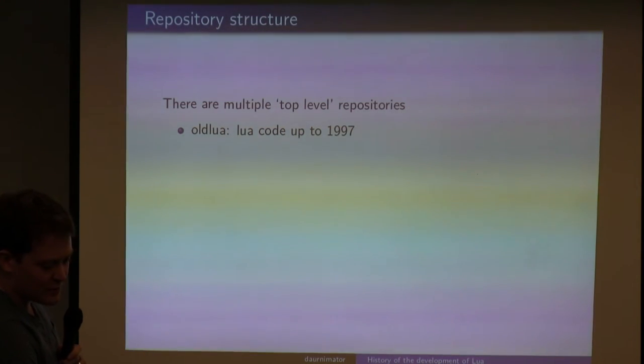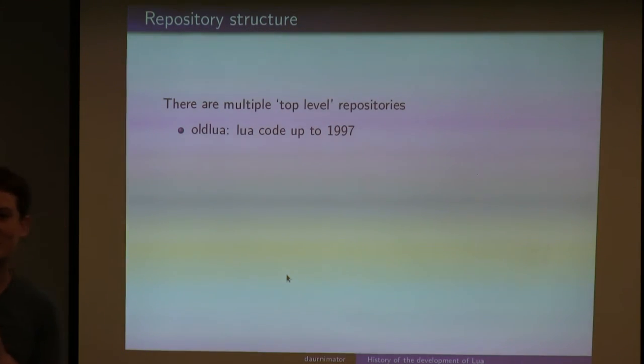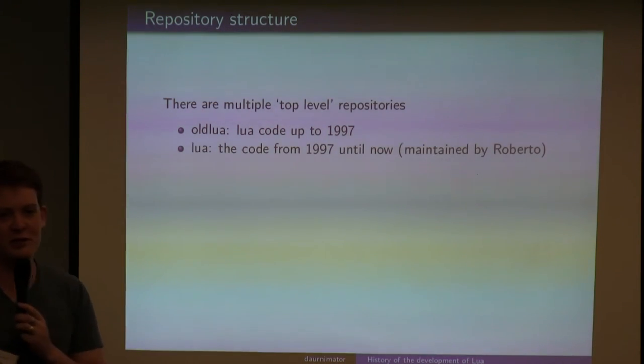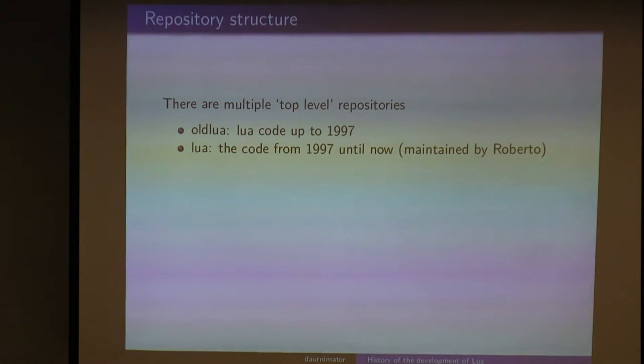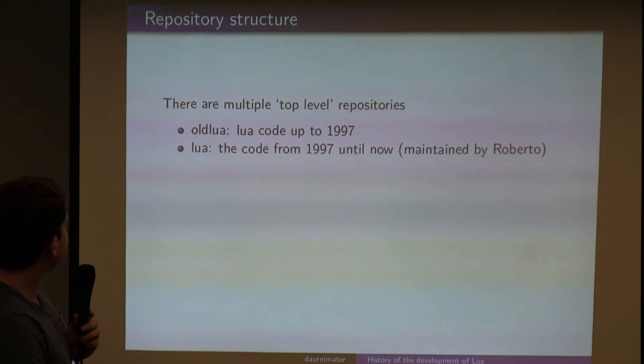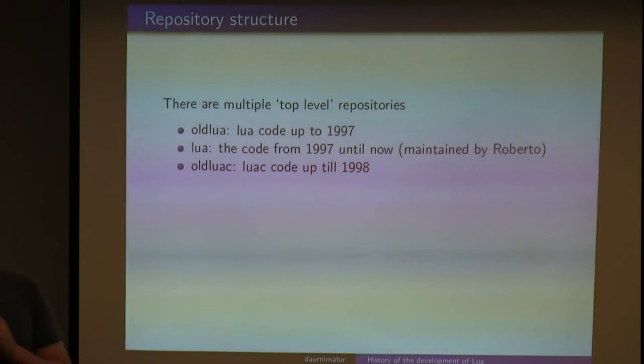So there are multiple top-level repositories. There's one for Lua, which is Lua's code from 93 through about August in 97, at which point Roberto started a new directory and started copying over files without their history. And that's been used since 97 until now as a separate repository for Roberto, I guess. The old luac, which is Luiz's, did a similar thing, except up to 98 for luac.